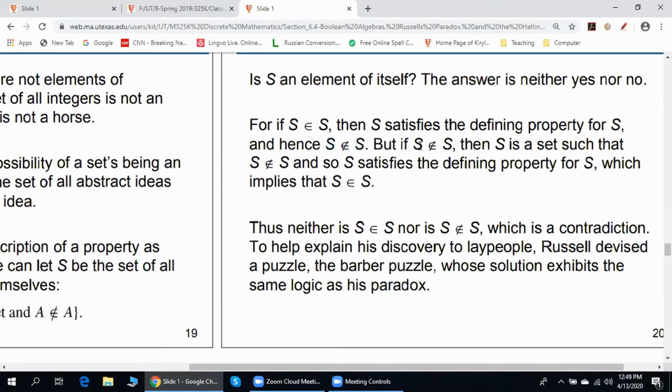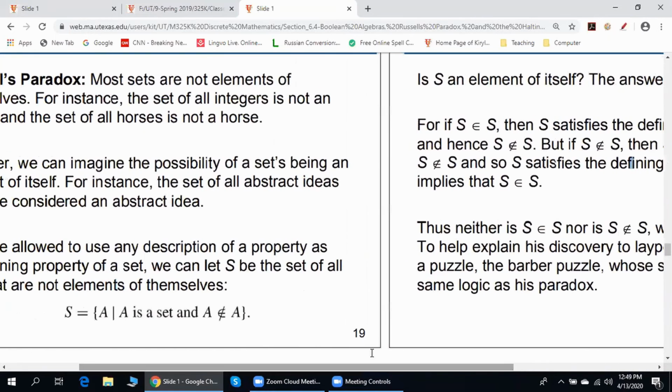Vice versa. Suppose S is not an element of itself. If S is not an element of itself, then S does satisfy this property. Means S is an element of itself. So if S is not an element of itself, S is an element of itself, and we got a contradiction.